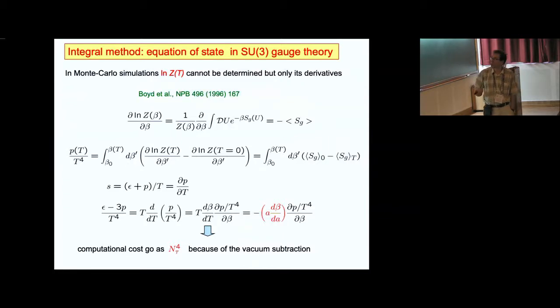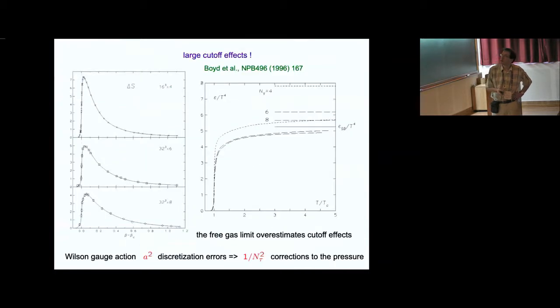Now, one of the problems in these computations is that you have to calculate the difference between the gauge action in the vacuum and the gauge action at finite temperature. As you go closer to the continuum limit, this difference becomes smaller and smaller. So overall, you need to calculate both of these quantities very precisely, and therefore the computational cost as you go closer to the continuum increases as N_tau to the 4 because of this. You have to calculate this difference. Now, of course, if you calculate any thermodynamic quantity, you have to be aware of cutoff effects.